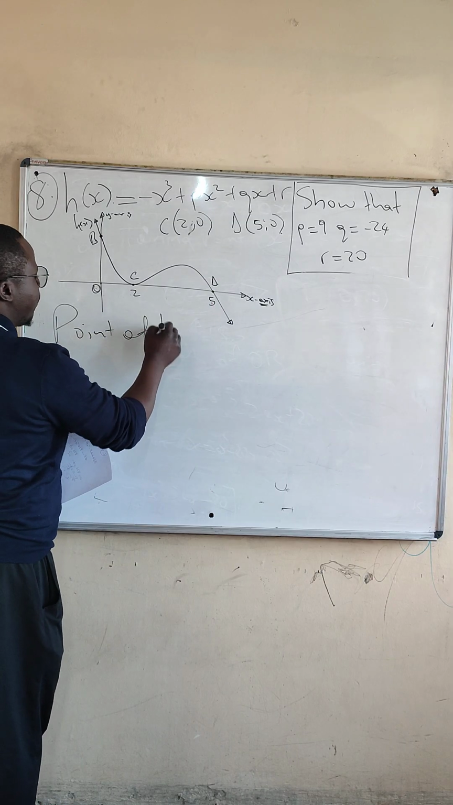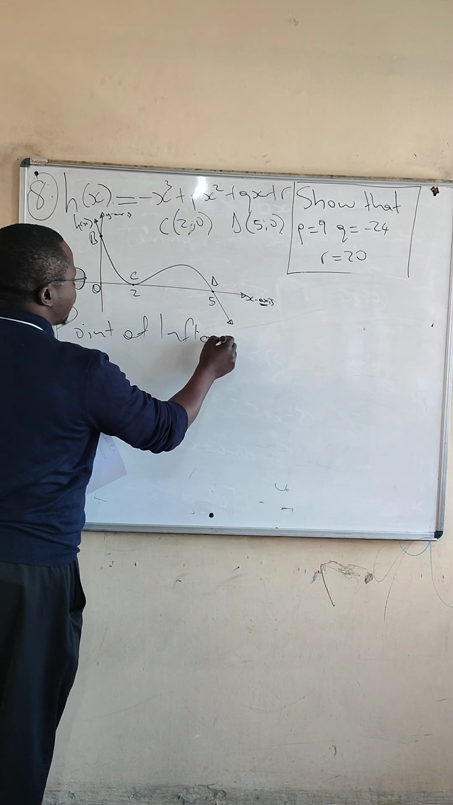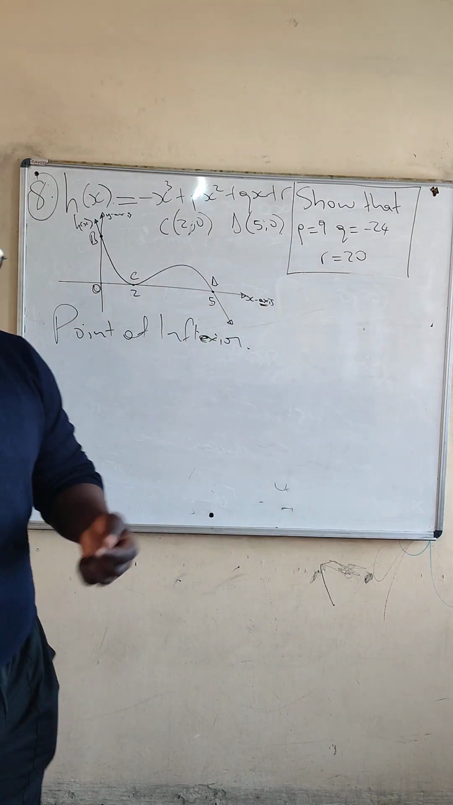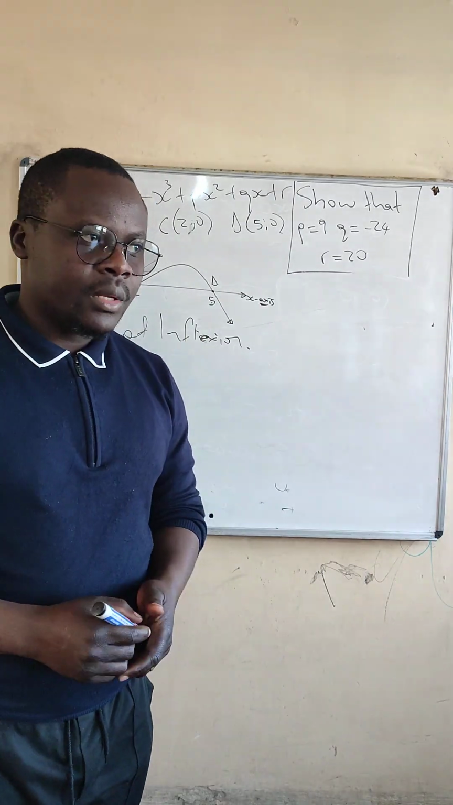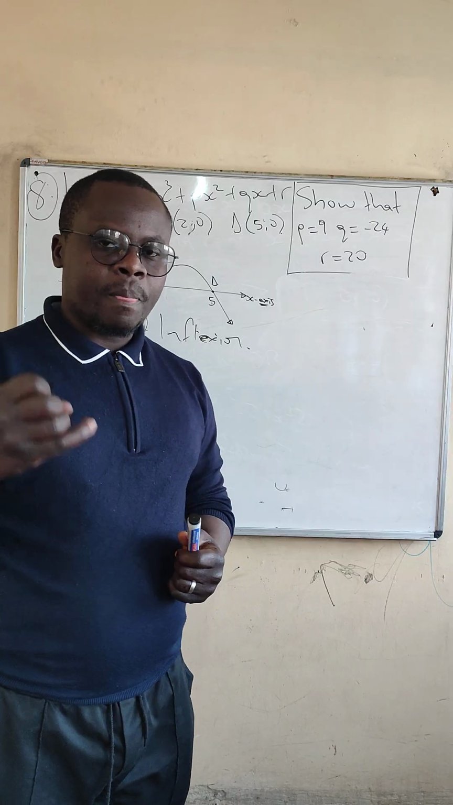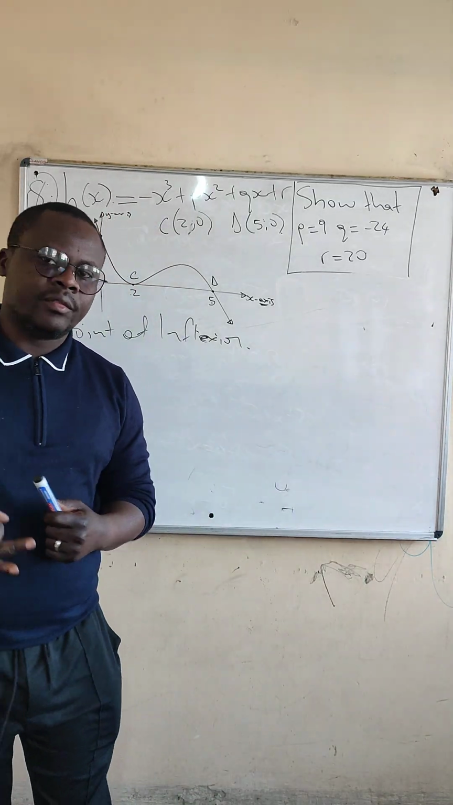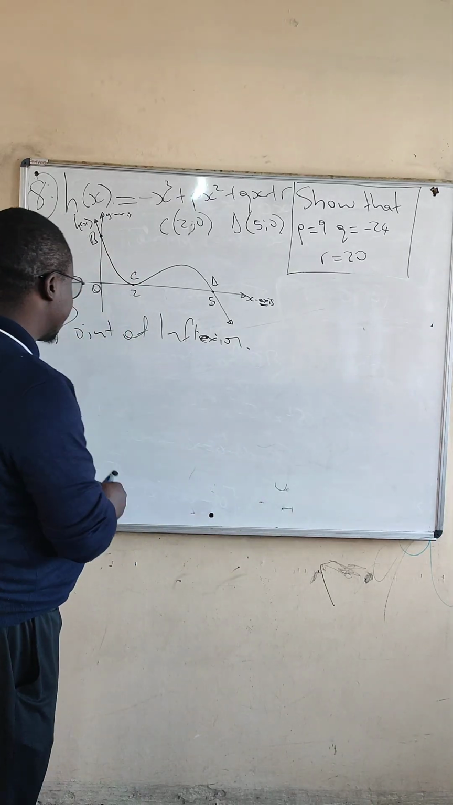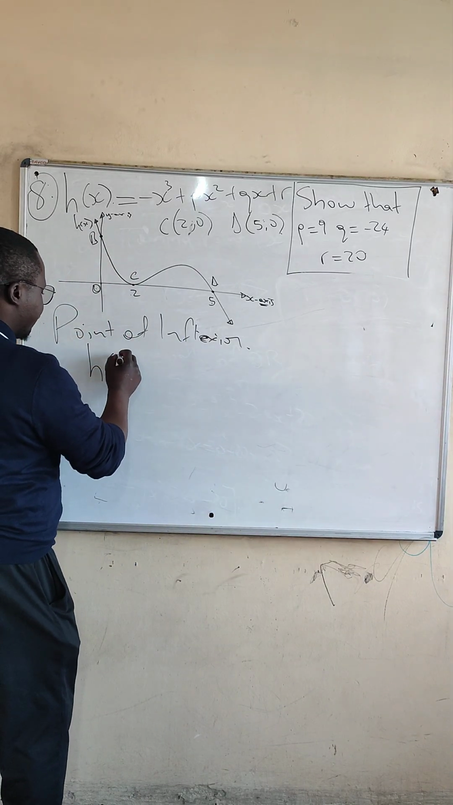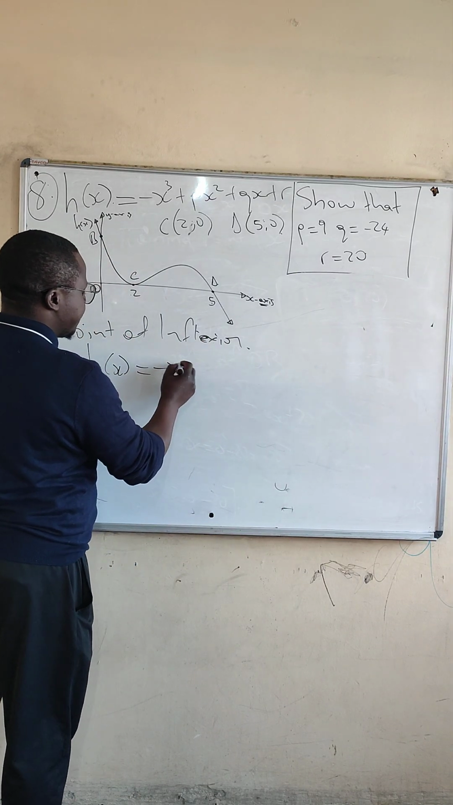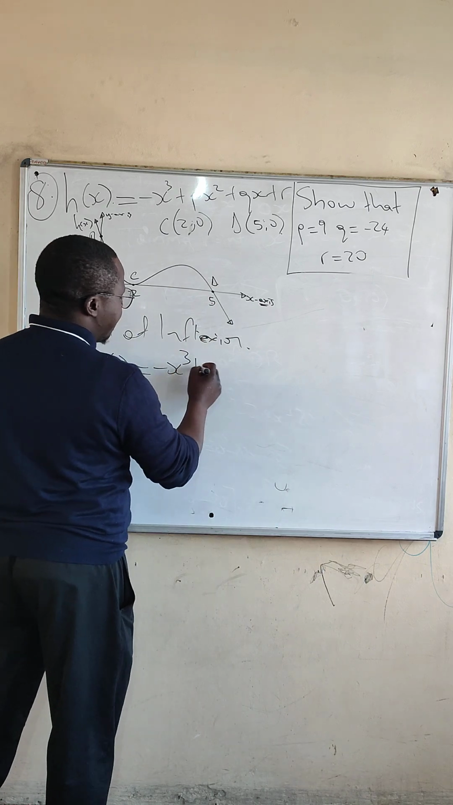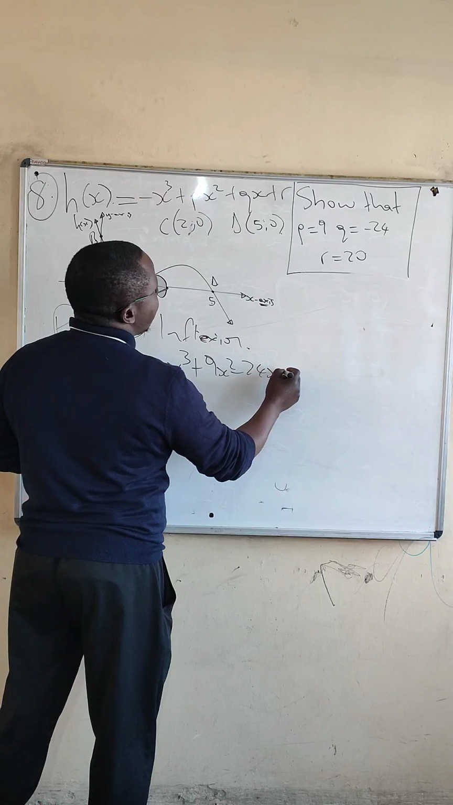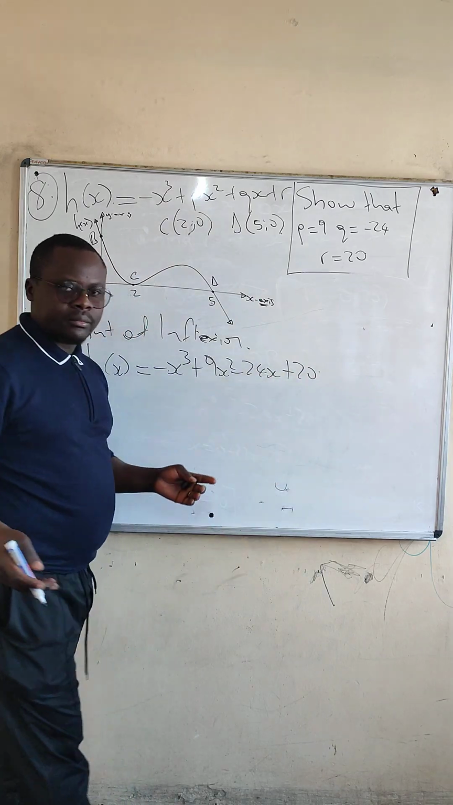We will find the point of inflection. How do we find the point of inflection? The point of inflection is very simple. Find the first derivative, then find the second derivative and solve it by making it equal to 0. Let's do that here. We have our h of x, which is equal to negative x cubed, then plus 9x squared, then minus 24x, and then plus 20.